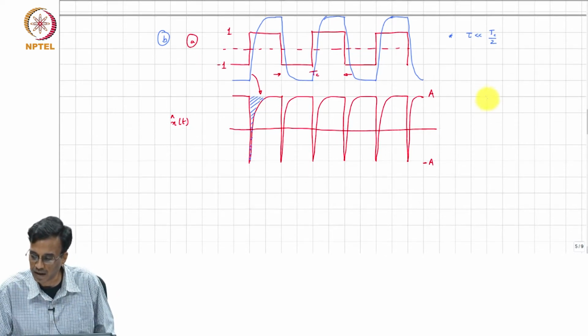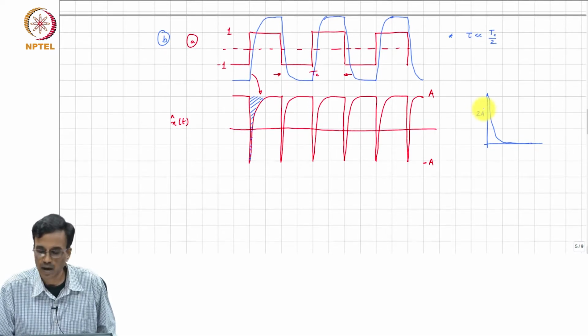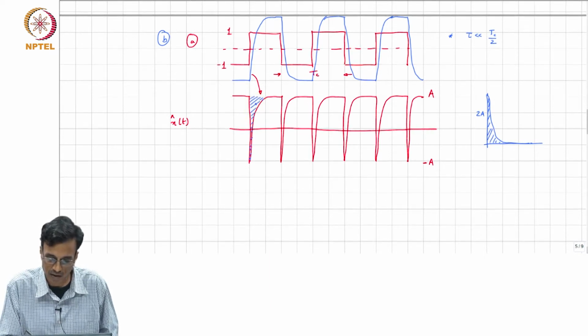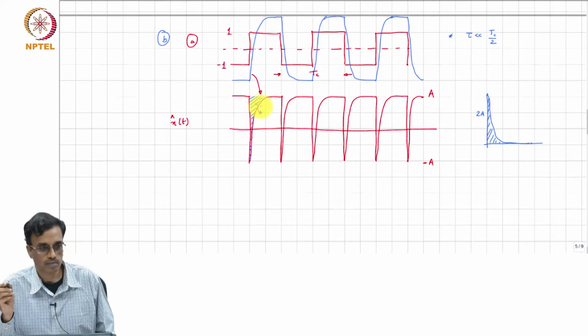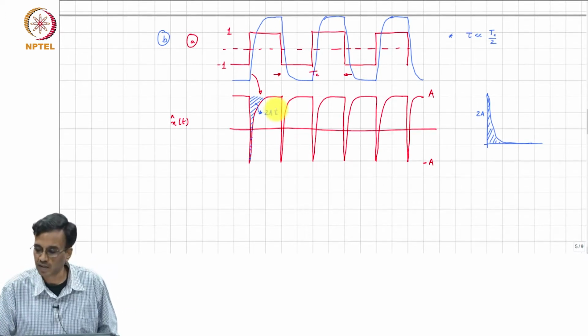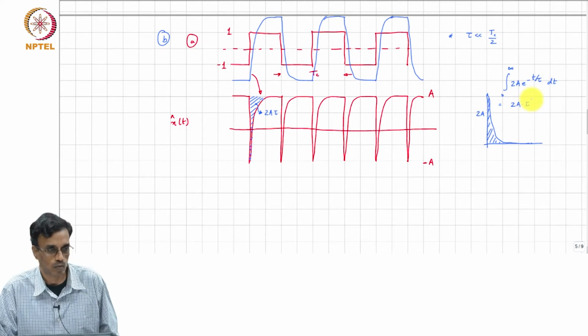That hatched area is basically an exponential that goes with a height of 2a and a time constant of tau, right. So, the area of this hatched part, which is the same as the area of that hatched part there, is nothing but 2a times tau, right, which is nothing but the integral of 2a e to the minus t by tau dt from 0 to infinity, which is nothing but 2a times tau.